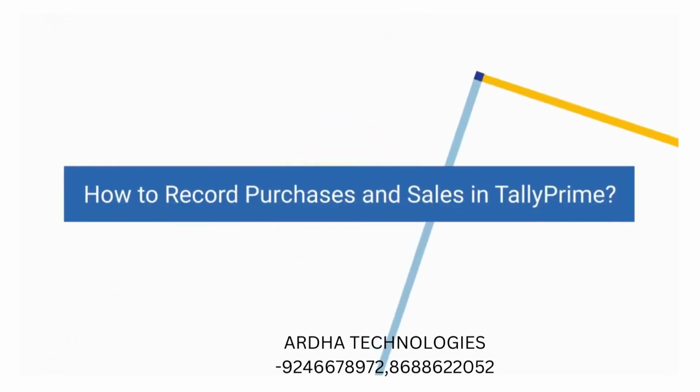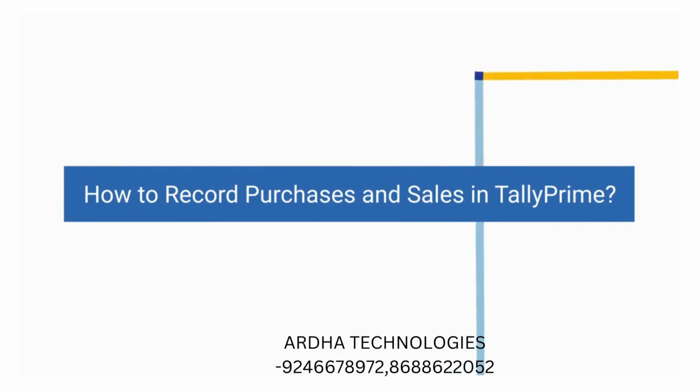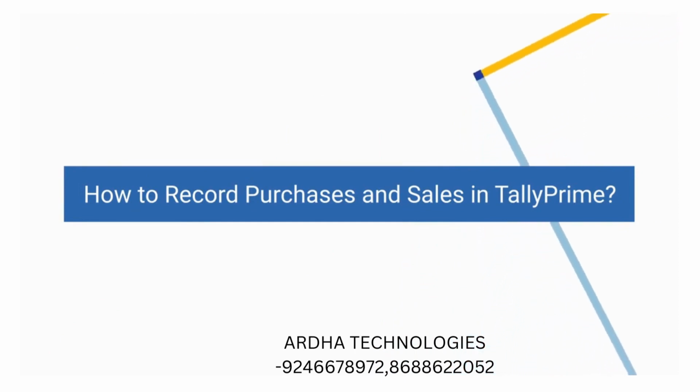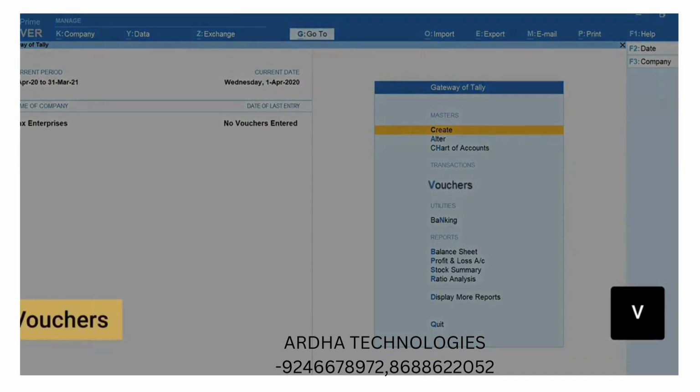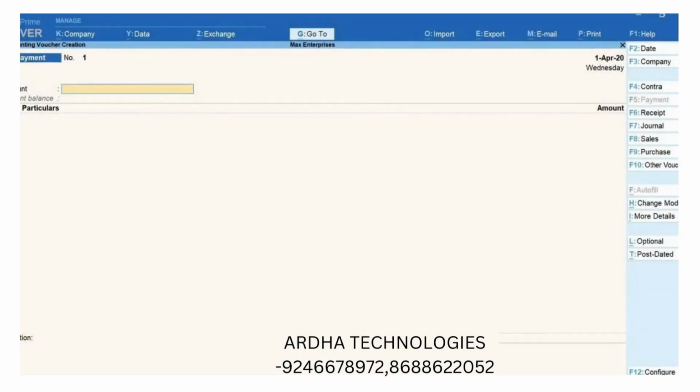In this session, you'll learn how to record purchases and sales in TallyPrime. Let's first record a purchase. Press V for vouchers. Here is a quick tip for you.